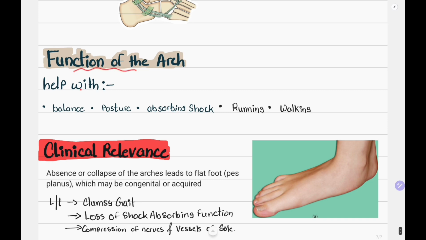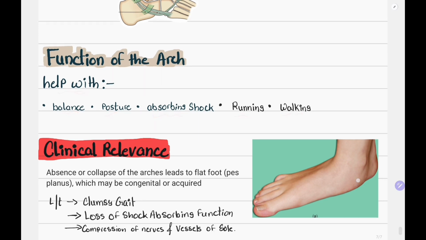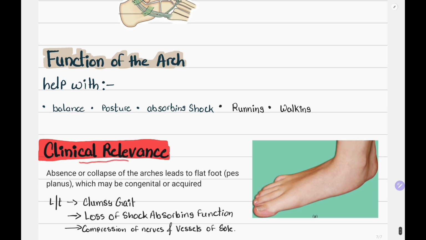Coming to the function of the arch, as I've already told you, the arch helps with balance, posture, shock absorbing, running and walking. Lastly, coming to the clinical relevance, absence or collapse of the arch leads to flat foot. Flat foot is also known as pes planus, which may be congenital or acquired. If a baby is born with flat foot, it is congenital, or the bad habits which lead to the formation of flat foot come under acquired.